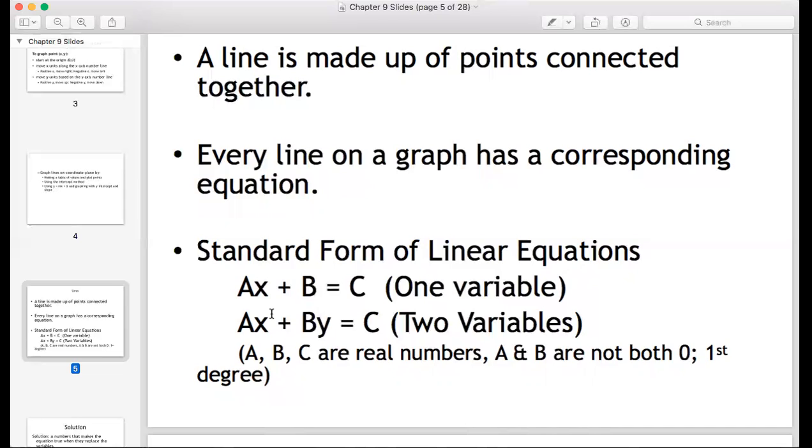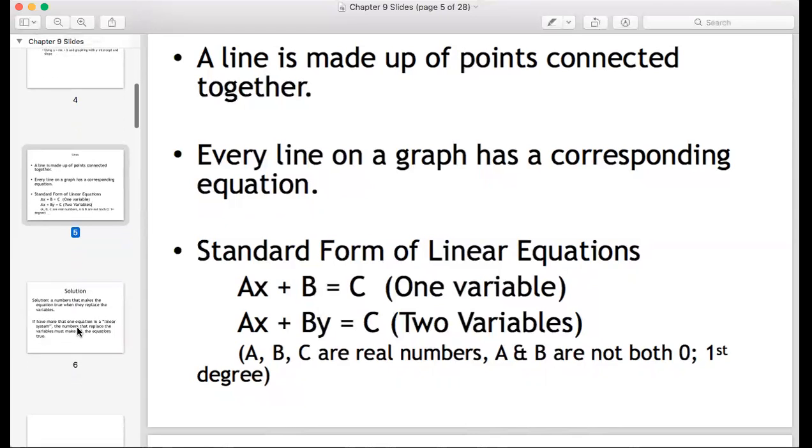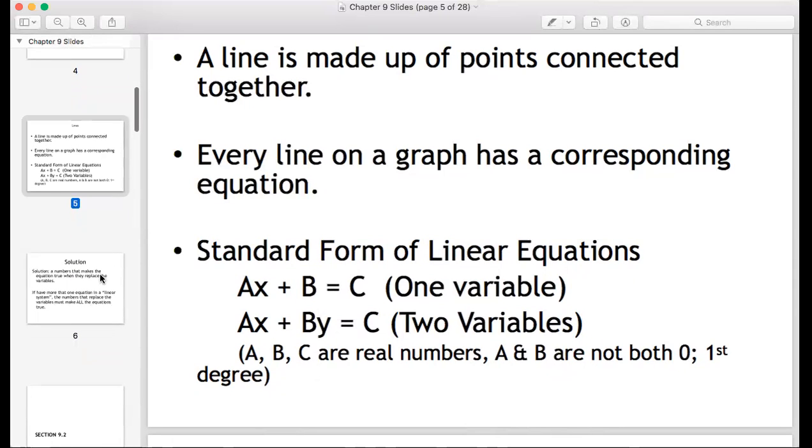So we are going to be working primarily with ax plus by equals c, and we can turn that into y equals mx plus b just by moving the variable pieces. So we could subtract the ax from both sides and then divide both sides by b in order to get to our y equals mx plus b. We're going to see that a little bit later.